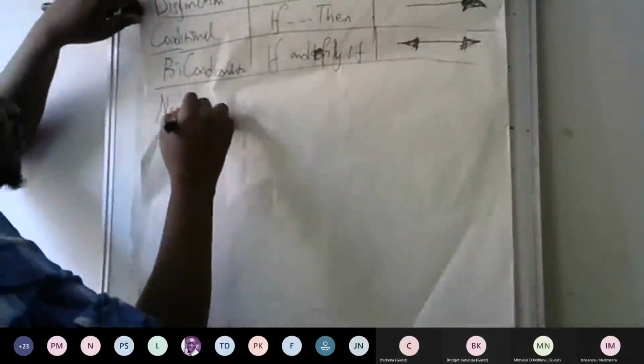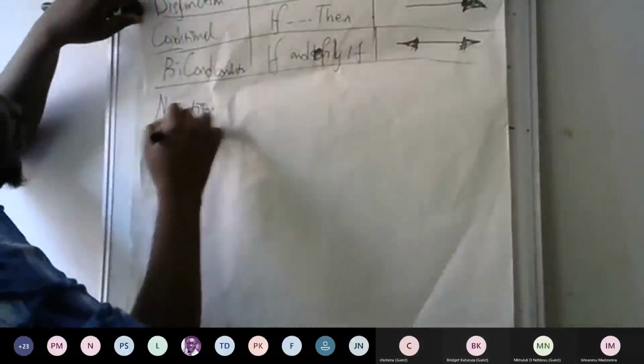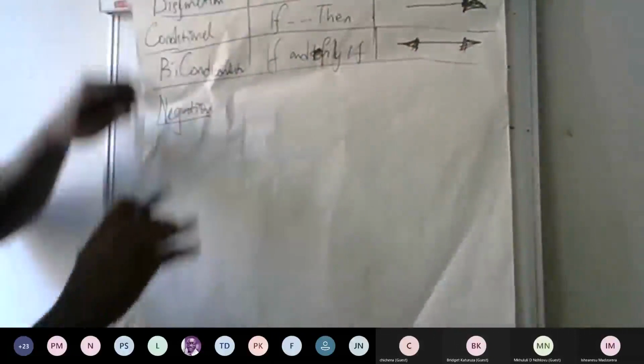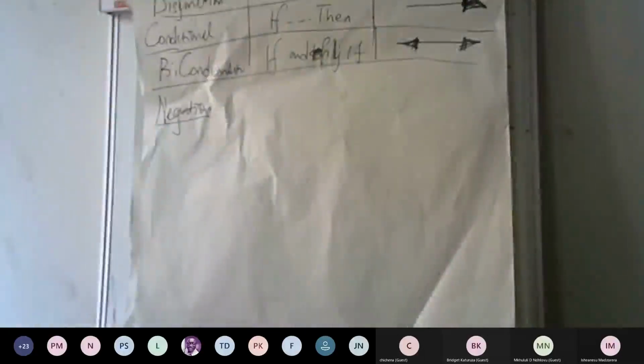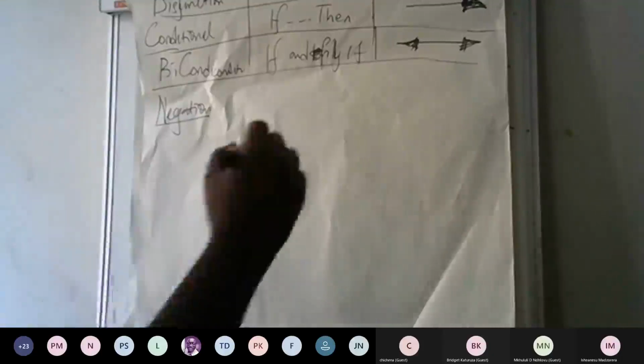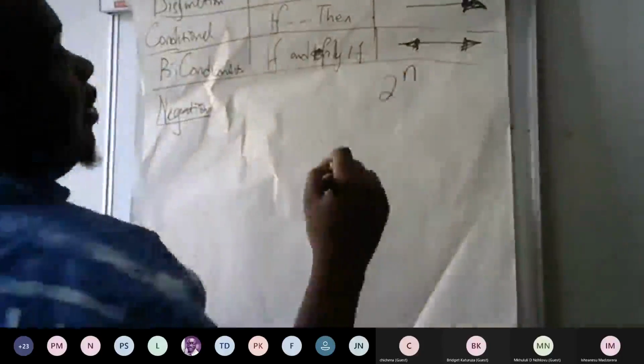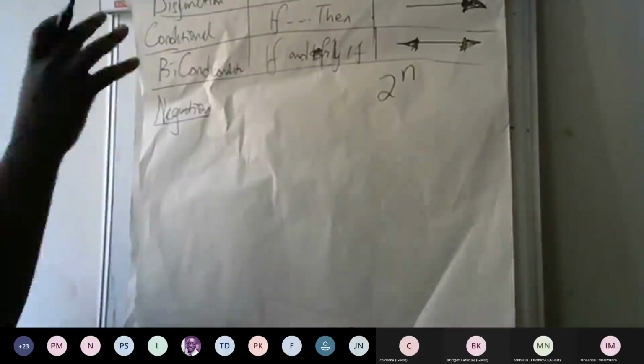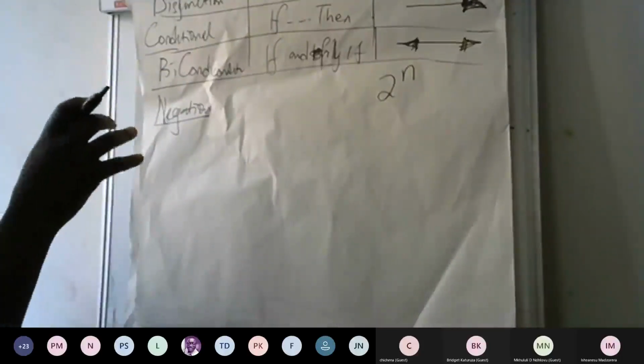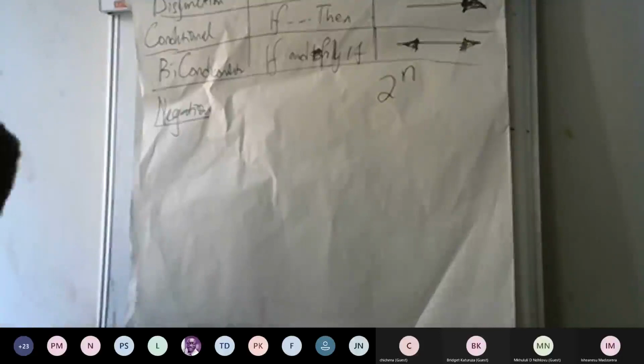Negation. The way you come up with truth tables, there is a formula to that in terms of the number of rows that you want: 2 to the power n, where n is the number of variables in the expression.